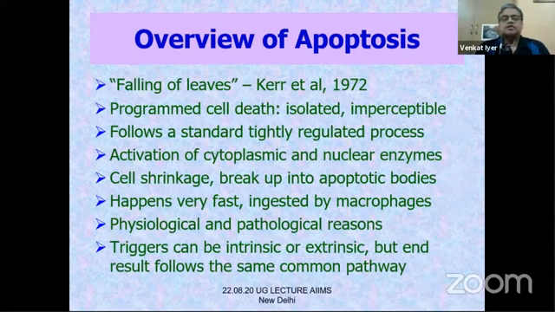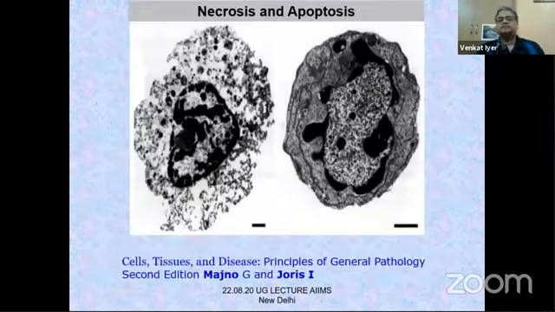There is activation of cytoplasmic and nuclear enzymes which cause cell shrinkage and break up into apoptotic bodies. It's a very fast process. It happens in cell culture within minutes. In human tissue also, it can be in minutes or maybe 20 minutes and is very quickly ingested by macrophages which are attracted there. There are physiological and pathological reasons for apoptosis, and apoptosis can be triggered by both intrinsic or extrinsic reasons, but they all follow the same common pathway.